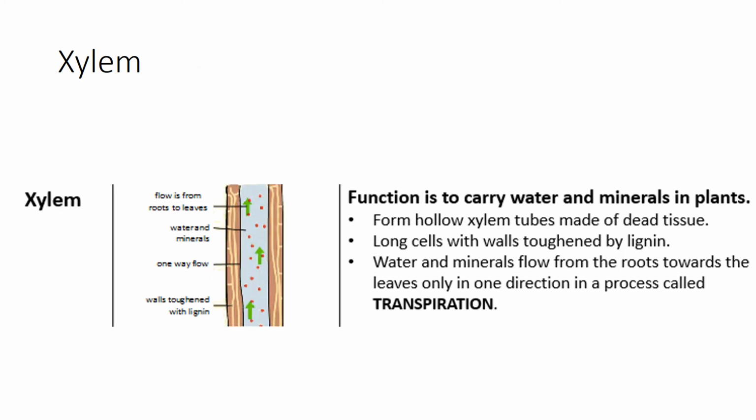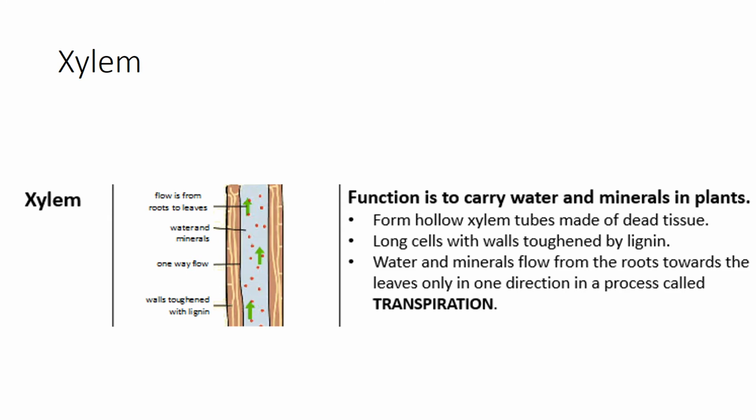Our next specialised cell is the xylem. Now their job is to carry water and minerals upwards from the plant. They only go in one direction, upwards. Now they form hollow tubes made of dead tissue. So they're a little bit like straws that take up all of this liquid and minerals upwards.